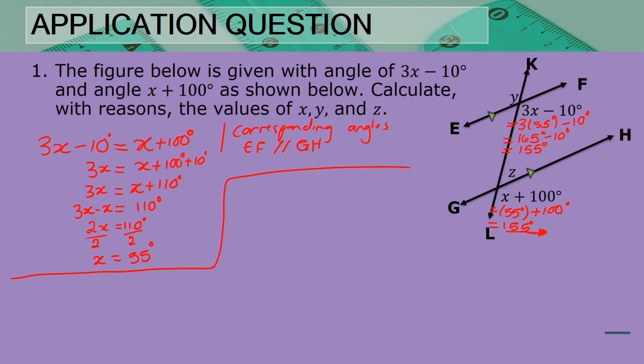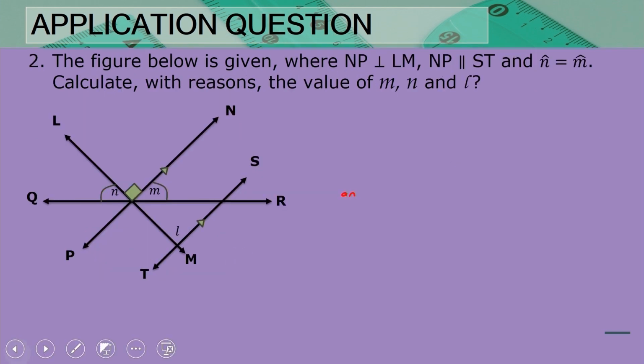Now we look at y and we can see that this angle here with the y, they are on opposite sides of a common vertex and they are formed by two intersecting lines, which means that they are vertically opposite. Because they are vertically opposite angles that are formed by two intersecting lines, then that makes them equal. So this means that y is equal to 155 degrees. And the reason for this is that those vertically opposite angles are equal.